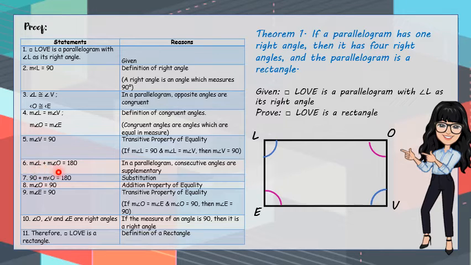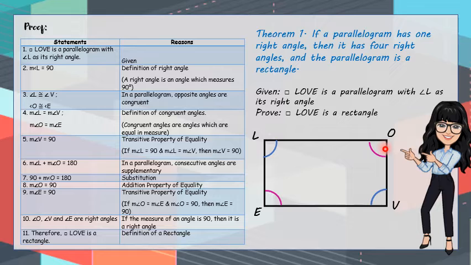Now let us have the sixth statement. Measure angle L plus measure angle O is equal to 180. So where is angle L? This is angle L, this is angle O. What can you notice about angle L and angle O? What is the relationship between angle L and angle O? We have angle L and angle V. Angle L and angle V are opposite angles. So opposite angles in a parallelogram are congruent. How about angle L and angle O?